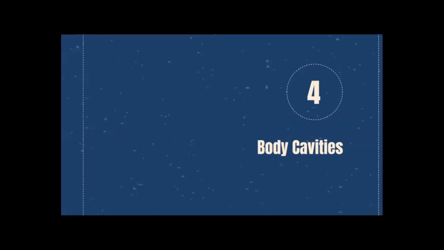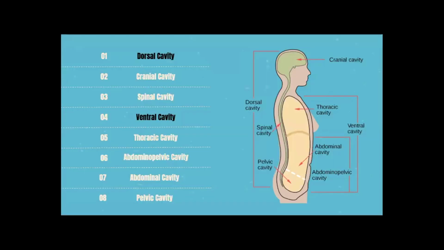Next, we have the body cavities. Now, this stuff can get kind of complicated, but pay attention and you'll get it. We have 2 main sections of our bodies, the dorsal cavity and the ventral cavity. The dorsal cavity is towards the back of our body, and the ventral cavity is towards the front. For the dorsal cavity, we have 2 main sections, the cranial cavity and the spinal cavity.